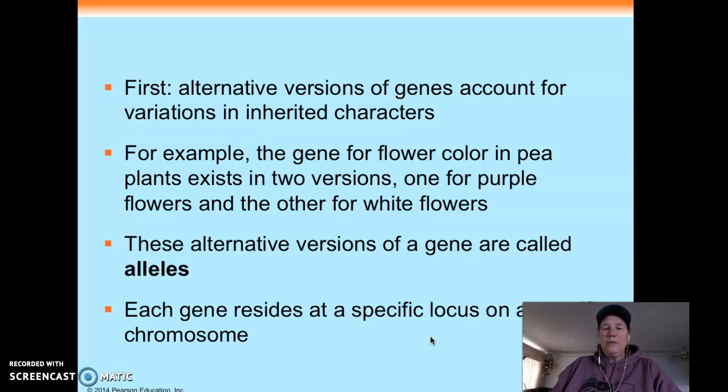And each gene resides on a specific chromosome, okay? So like eye color might be on chromosome 6. And so you'd get a chromosome 6 from mom and a chromosome 6 from dad. And on the same spot on those 2 chromosomes, you'll have your 2 alleles. Okay, one might be for brown eyes, one might be for blue eyes, but they're going to be in the same spot and they're going to determine your eye color.